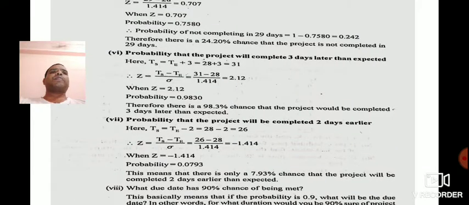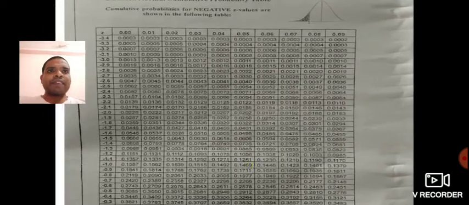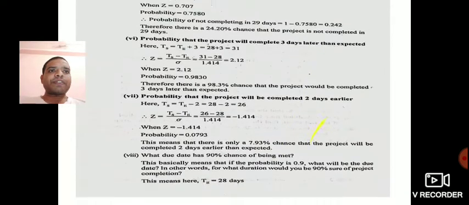Similarly do it for the probability the project will be completed 2 days earlier. Later means we added, here we subtract. Ts equals Te minus 2, 28 minus 2 is 26. Again apply the z formula. Here we are getting z value as minus 1.414, minus 1.41. You can see the negative table here, minus 1.4 is there in the z column. Next again 0.1. Okay, 0.0793. Again keep it in percentage, 7.93%.